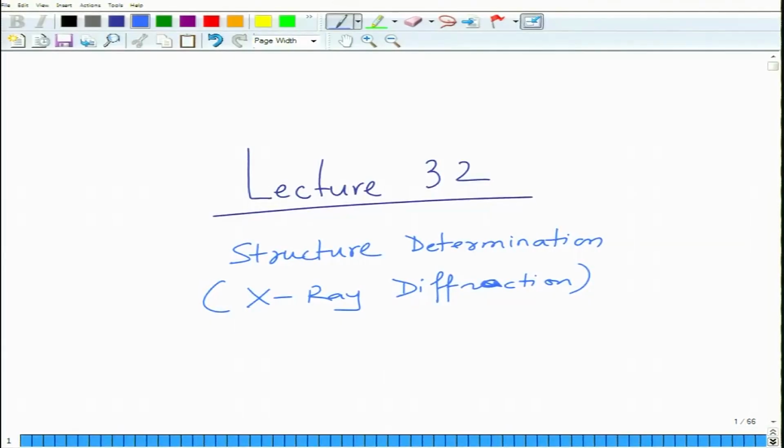So, we start a new lecture again. We will start with a new topic in this lecture. Now, having studied the structure of various solids, we started with metals, then we moved on to ionic solids and covalent materials, which are basically ceramic materials, and then we moved on to non-crystalline materials such as glasses and polymers.